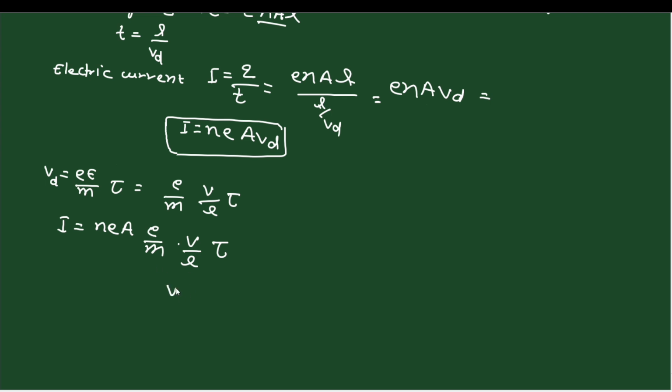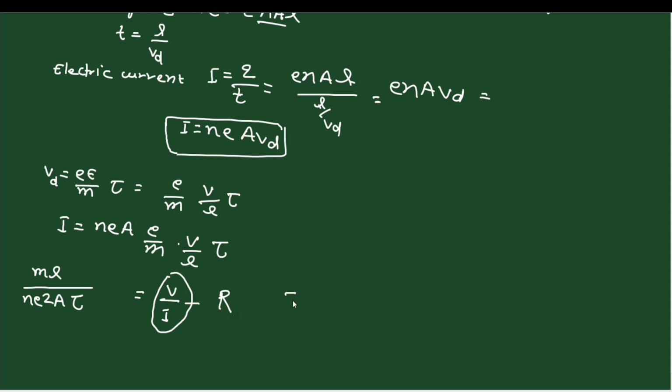Now V upon I can be written as m into L upon N e square A into tau. So this is V upon I, and what is V upon I? This is a constant, and it is called resistance.